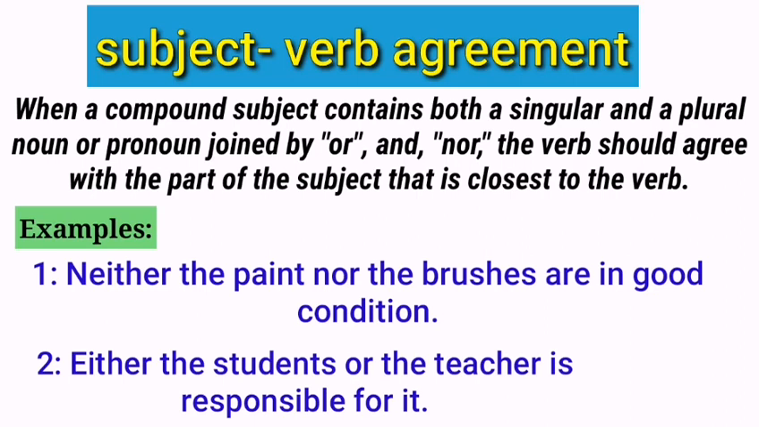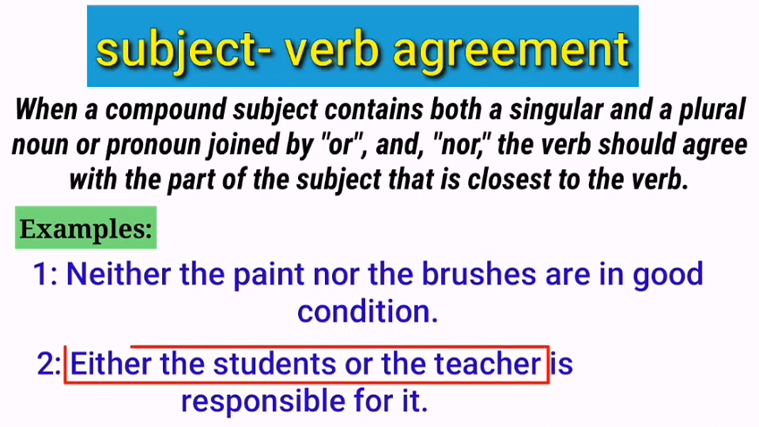Look at this example, again there are two nouns, the teacher, which is singular, and the students, which is plural. So, the singular noun has come near the verb, so that is why the verb, is, has been used.